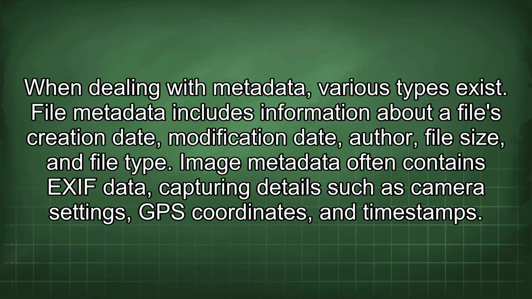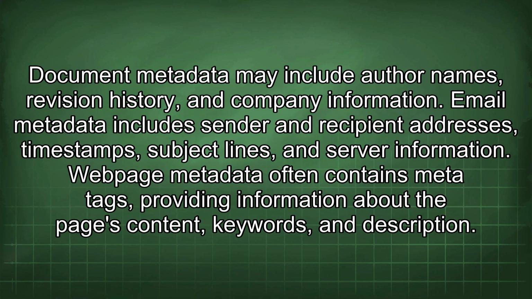When dealing with metadata, various types exist. File metadata includes information about a file's creation date, modification date, author, file size, and file type. Image metadata often contains EXIF data, capturing details such as camera settings, GPS coordinates, and timestamps. Document metadata may include author names, revision history, and company information.